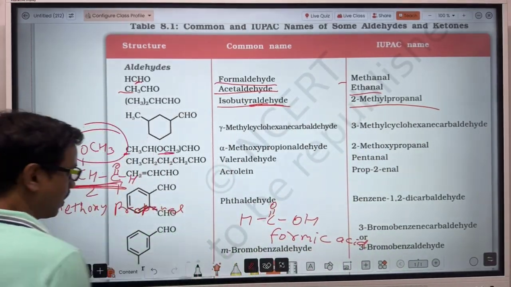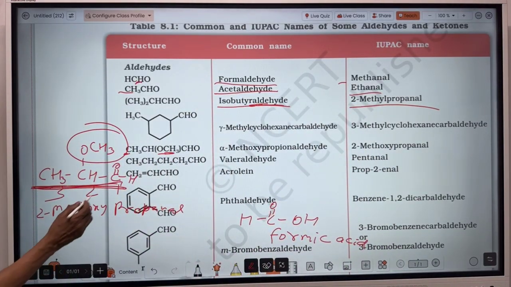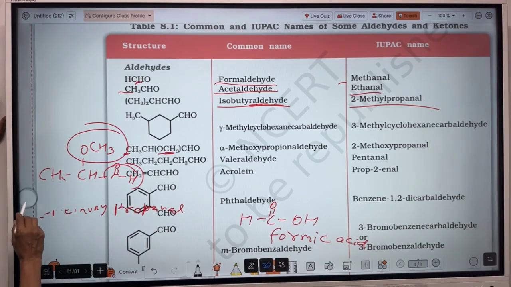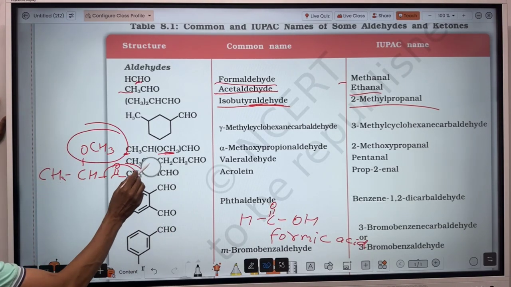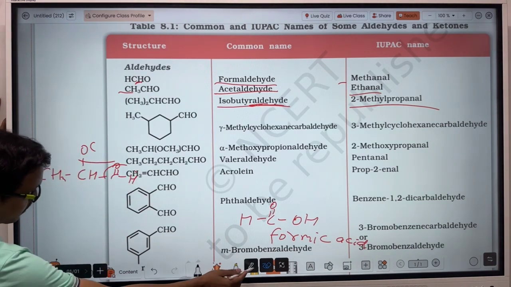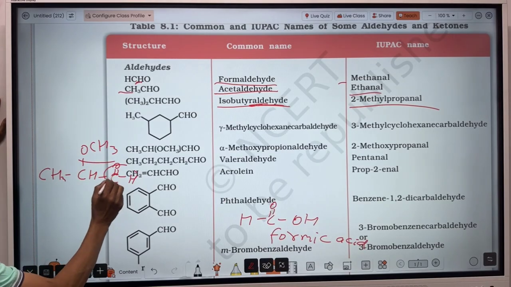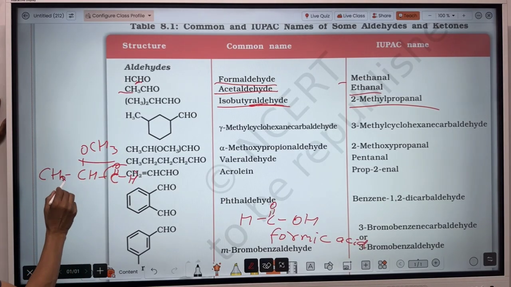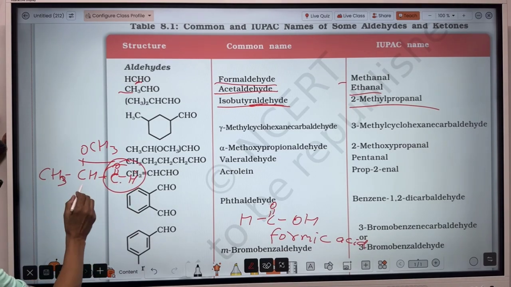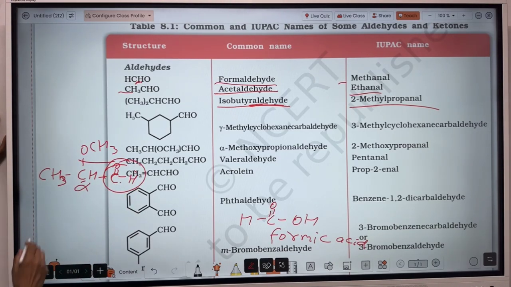Okay. Now, how to write the common name? This functional group is attached to this carbon here, so this carbon is alpha. Whenever you write the common name, the carbon to which the functional group is bonded will be called the alpha carbon, and the carbon adjacent to that will be called the beta carbon. So the functional group is CHO, bonded to this carbon. So this carbon is alpha, and this carbon is beta.